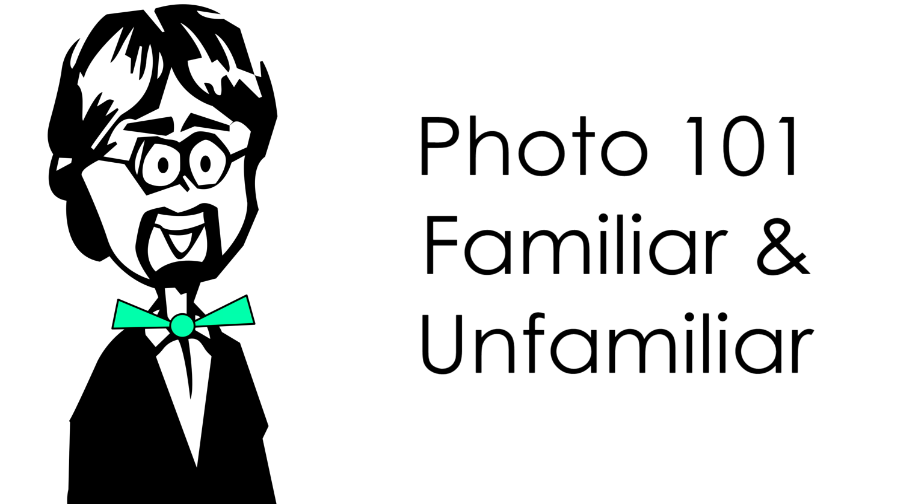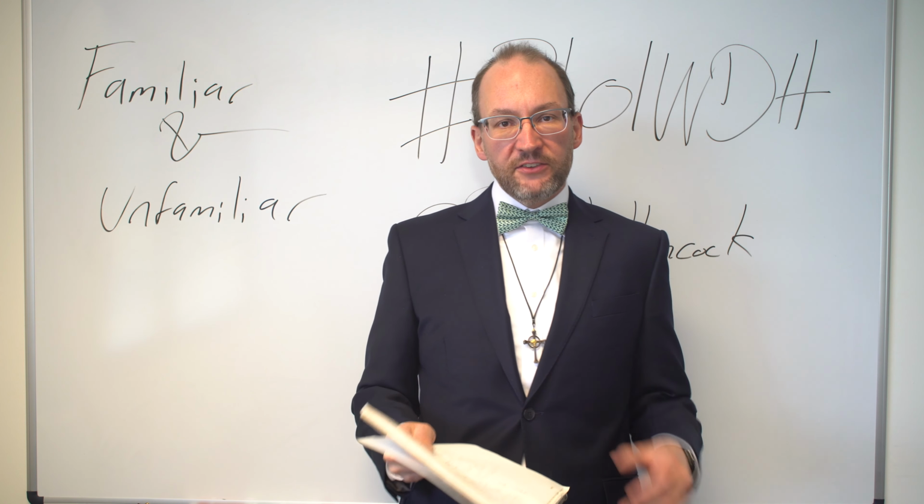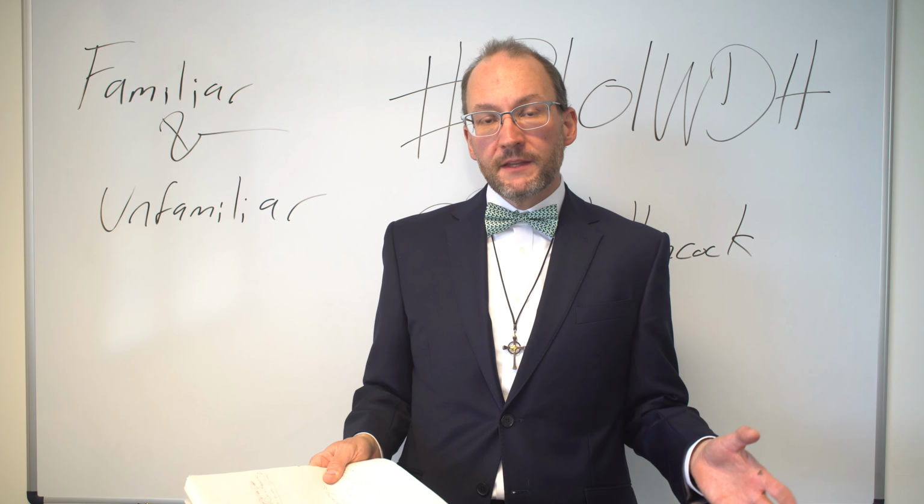So let's jump into this month's assignment, which I have not yet written up here. All right, March's assignment is called Familiar and Unfamiliar. So this assignment is to photograph things with which you are familiar and things with which you are unfamiliar. It could be anything. It can be a location, it can be a person, it could be someone's pet, it could be your pet, anything like that.